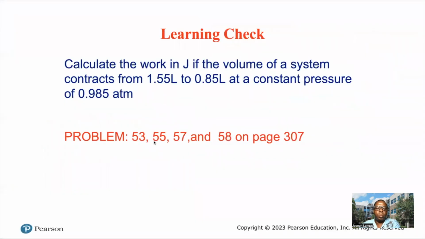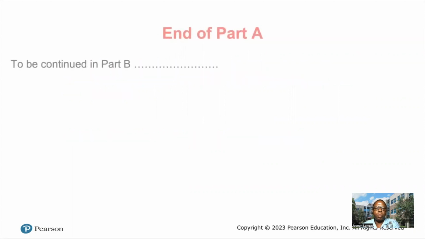I want you to also look at problems 53, 55, 57, 58 on page 307. It's going to give you more practice before you complete the ALEKS assignment, module 7 on PV work. This marks the end of part A.